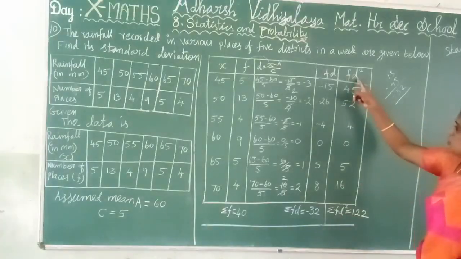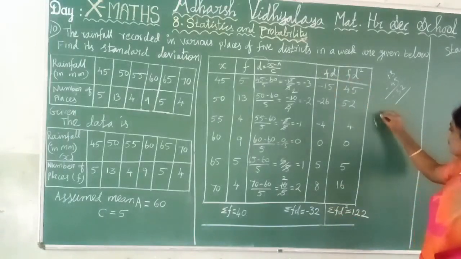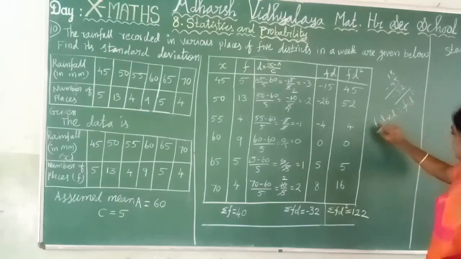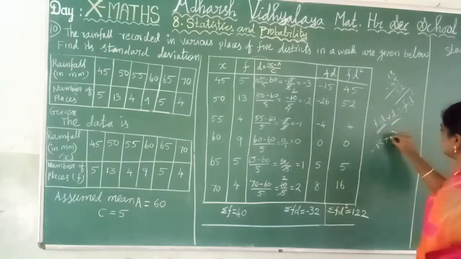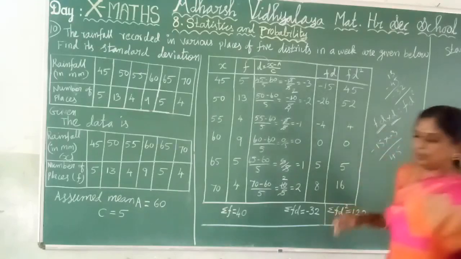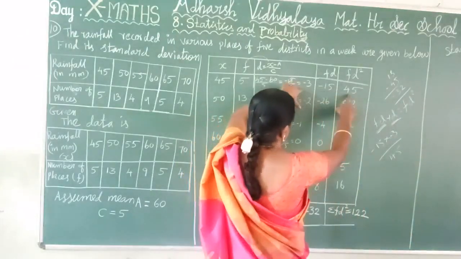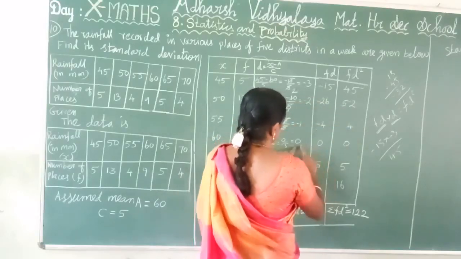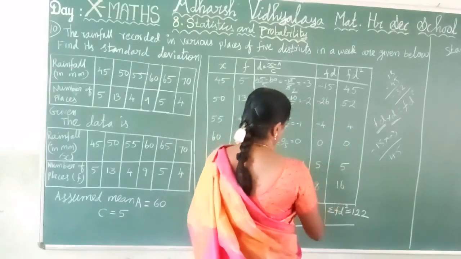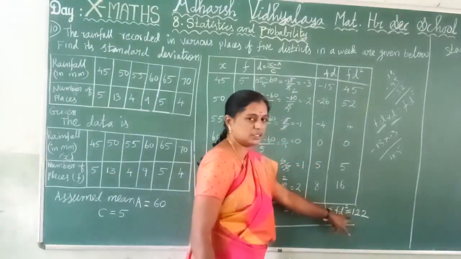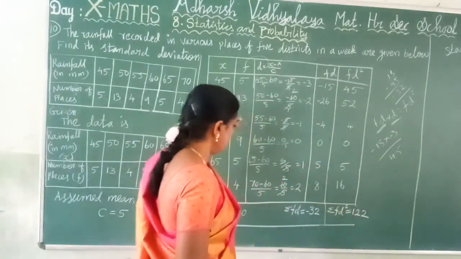Next we need FD square. FD into D is equal to F into D into D, that is F D square. So multiply FD by D. FD minus 15, D minus 3. Minus into minus is plus, 15 3s are 45. So like that you multiply everything. 3 into minus 15, 45. Minus into minus plus, 2 26s are 52. Minus into minus plus, 1 4 is 4. 0 into 0, 0. 1 5 is 5. 2 8s are 16. Add these. What is the answer? 122. Clear?